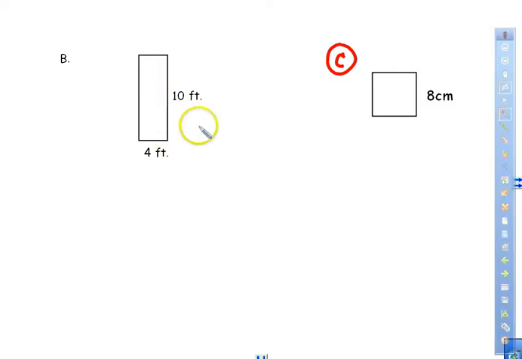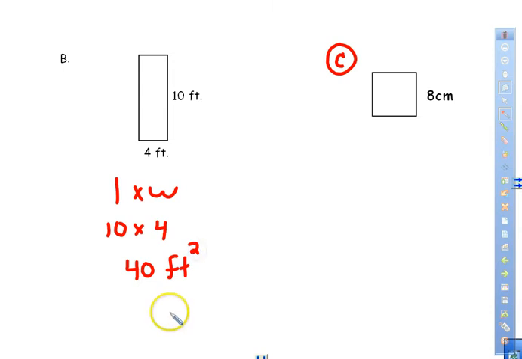Alright, now we have 10 feet and 4 feet. So we take my length times my width, and my length is going to be 10, my width is going to be 4, and you're simply going to multiply those together, and we have a total of 40. And it is not just 40 feet, it is 40 square feet. I know that we read this as 40 feet squared. Make sure that you don't write 40 square feet, because what does this actually mean? That's actually an exponent you just put on there. So now it's 40 times 40.